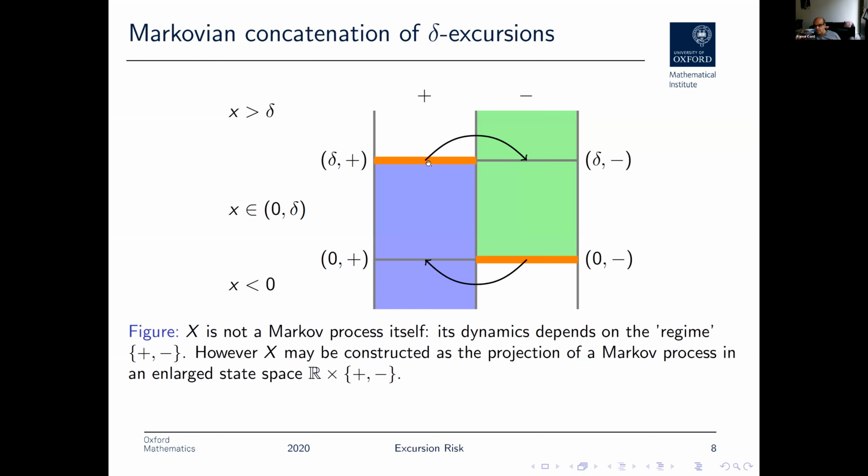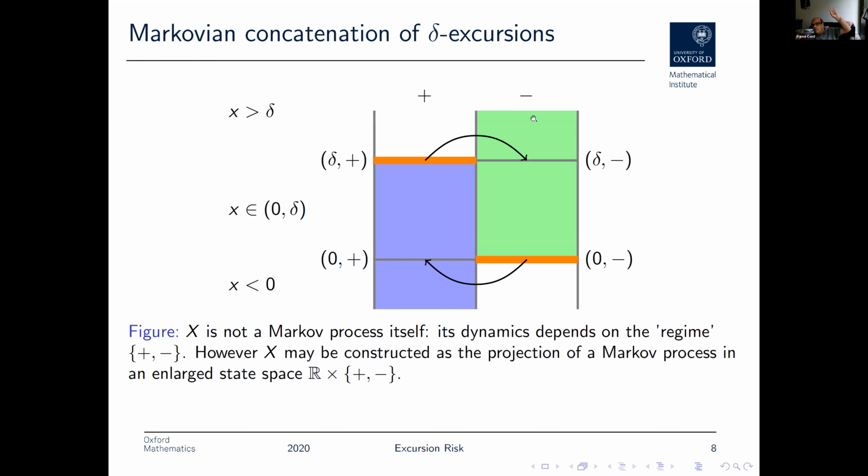Then from this point onwards, I switch to S minus. Now it's the downward phase of the delta excursion. So I'm still at the position delta, but now I'm in phase minus. So in my state space, I switch from the point delta plus to the point delta minus. This takes place with probability 1. The black arrow is with probability 1. Here I have some transition probability, but this transition from this point to this point is with probability 1. Now I'm at the point delta, but I start evolving according to the S minus dynamics.